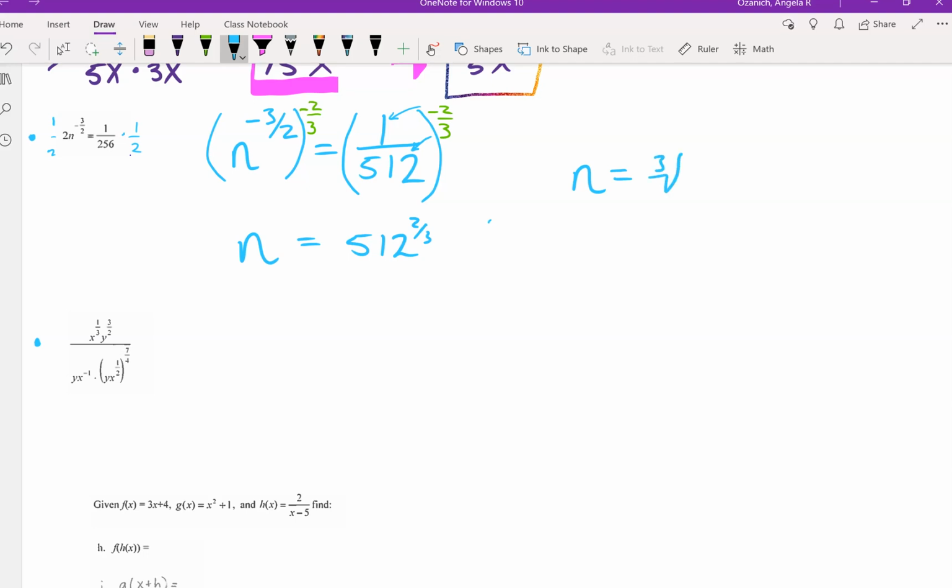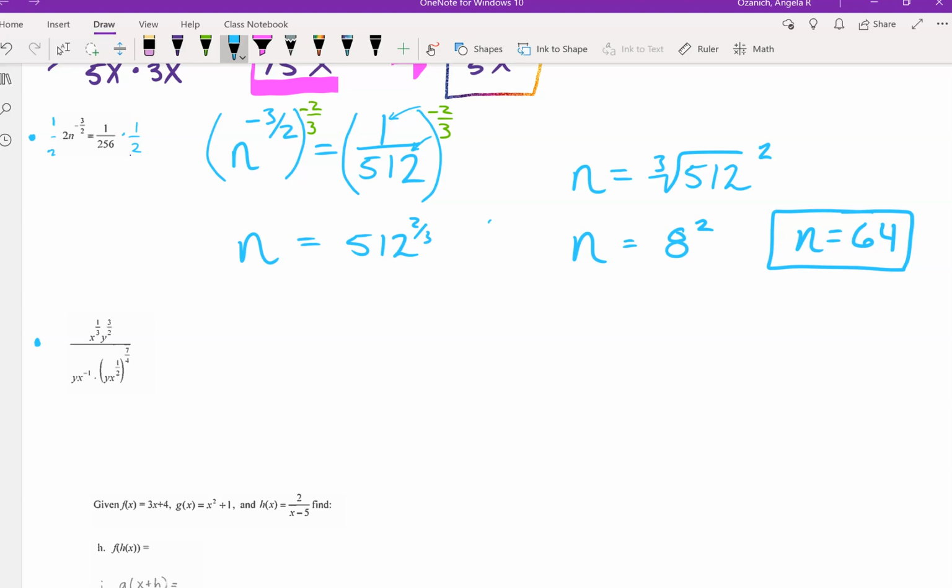That's the cube root, and we've been practicing these, of 512 raised to the second power. And it turns out the cube root of 512 is 8. And then 8 squared gives us our final answer of n is equal to 64. Okay? So that's how those roll out.